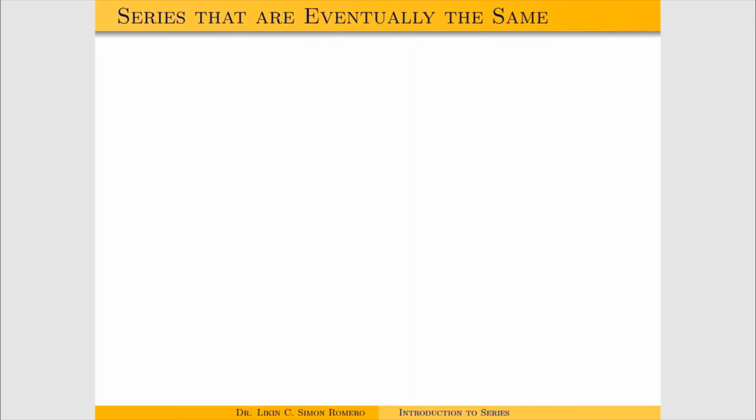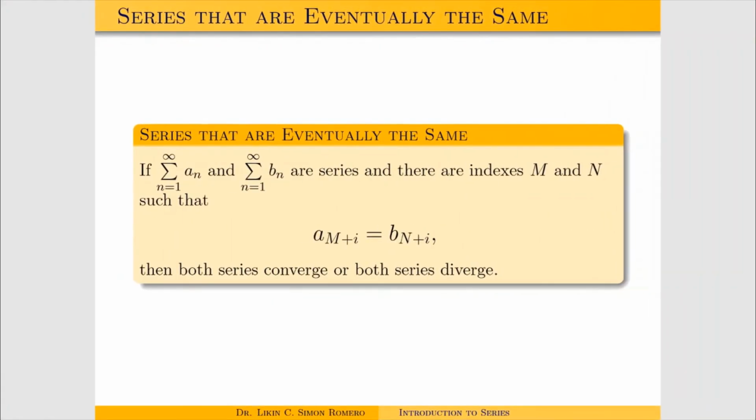All right, something else that comes up is if we have two series that eventually become the same. It could be that the first so many terms don't agree, but after some point n, all of the terms are equal to each other. It turns out that's essentially the same series. If one of them converges, the other one must converge also. If one of them diverges, the other one must diverge also.